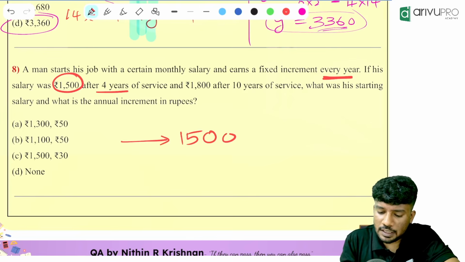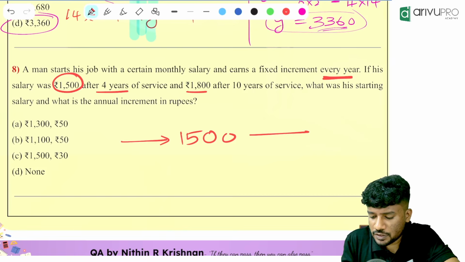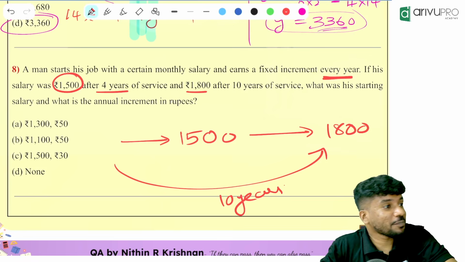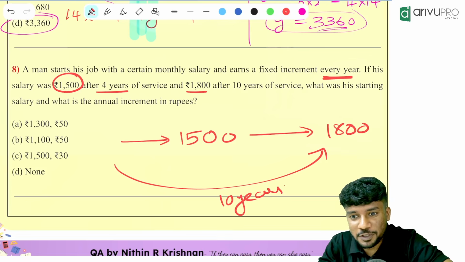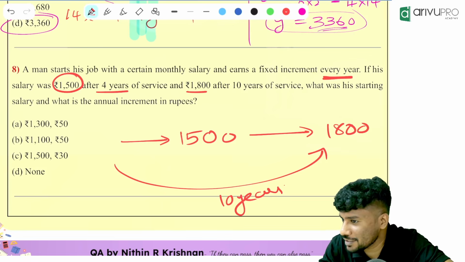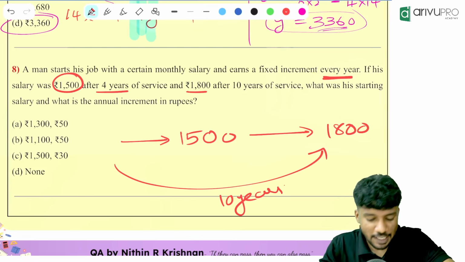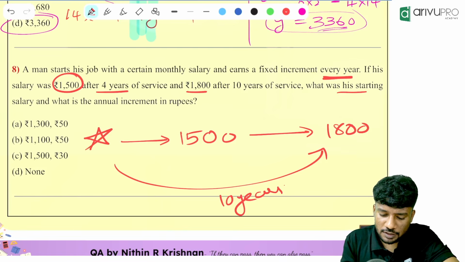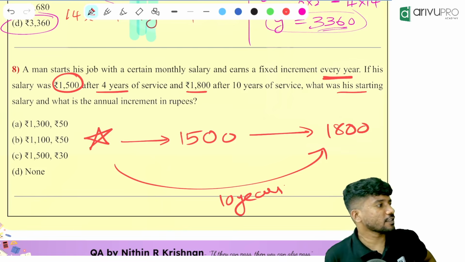1500. And 1800 after how many years? 10 years. Okay. Now, don't think that it is a question based on annuity or anything, because interest is not there. It's just the increment part of it. Then, what is his initial salary is the question. The initial salary is how much is the question.